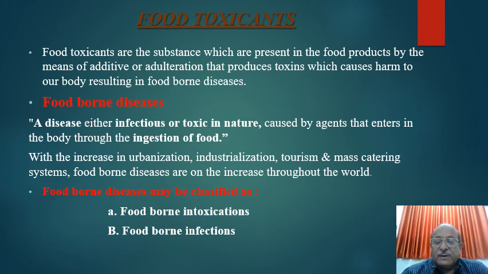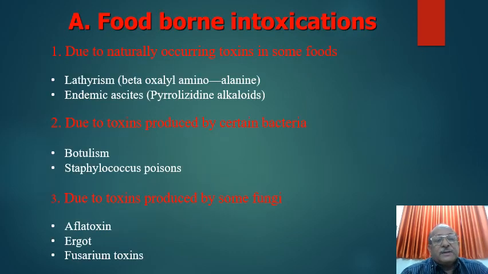Now, foodborne diseases can be classified as foodborne intoxications and foodborne infections. Let us first discuss foodborne intoxications. Number one, due to naturally occurring toxins in some foods. For example, in lathyrism, the toxin is beta-oxalyl aminoalanine, BOAA. In endemic ascites, we find pyrrolizidine alkaloids as the toxic element.